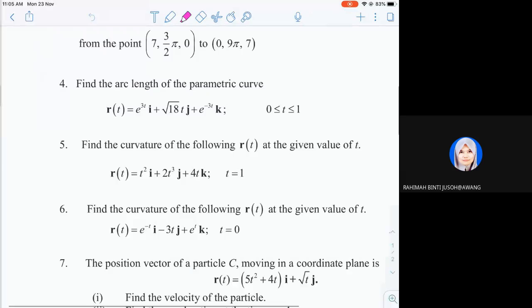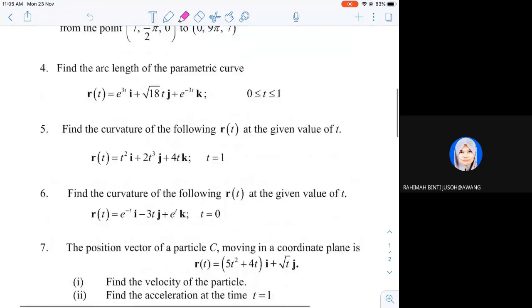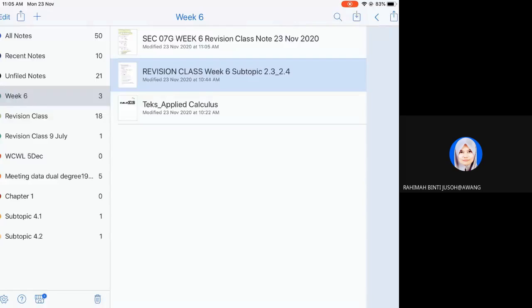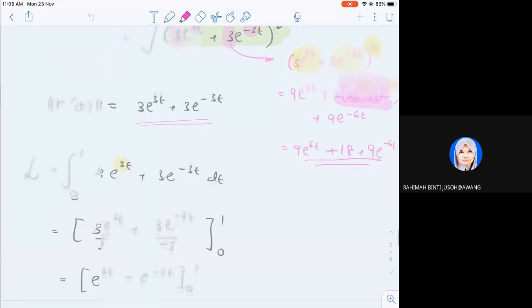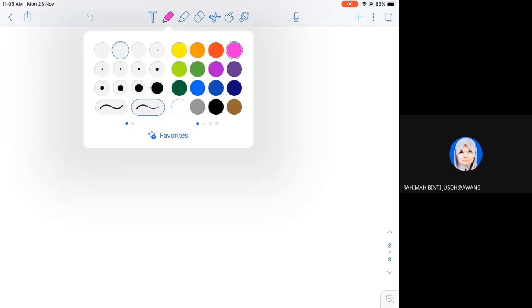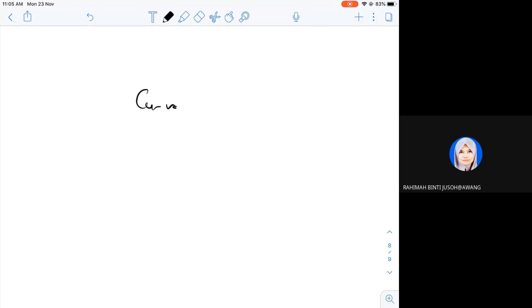Kita tengok ada pergi soalan yang kita boleh discuss. The curvature. Alright, curvature. Okay, curvature dia ada banyak formula. We have 3 formulas of curvature. Okay, before that, curvature.